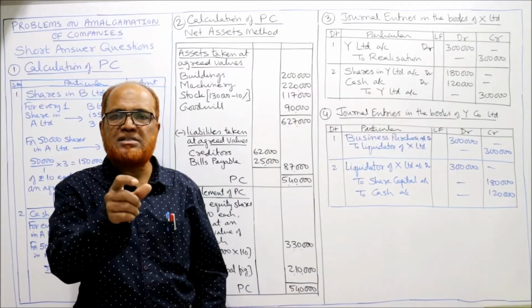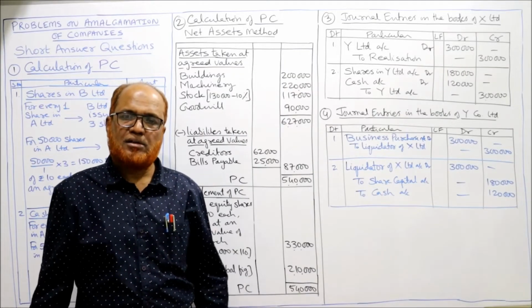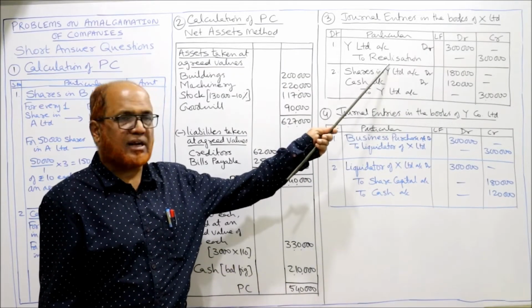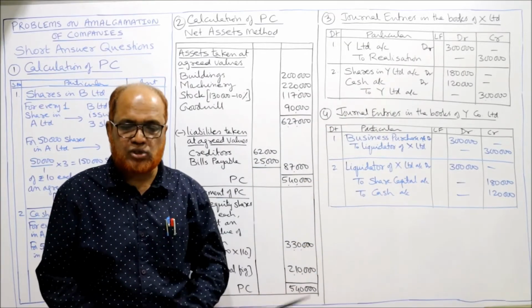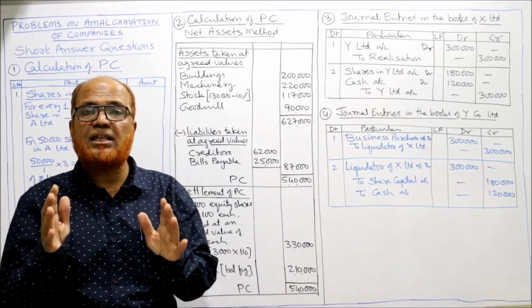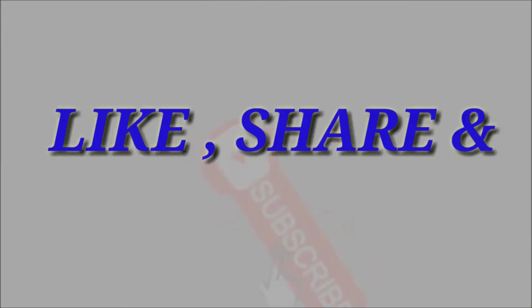Being the PC paid. That's it. So these are the entries in the books of transferor company and these are the entries in the books of the transferee company regarding the PC. That's it.